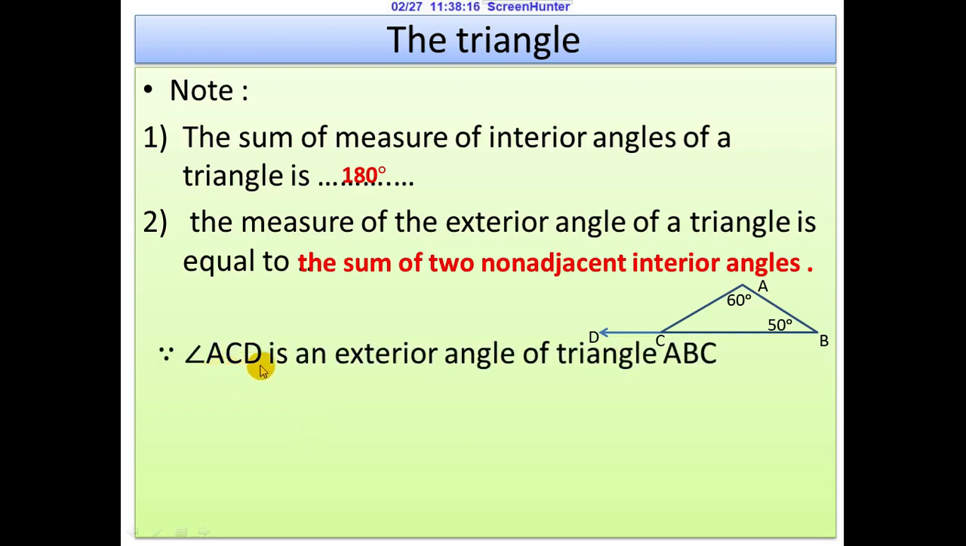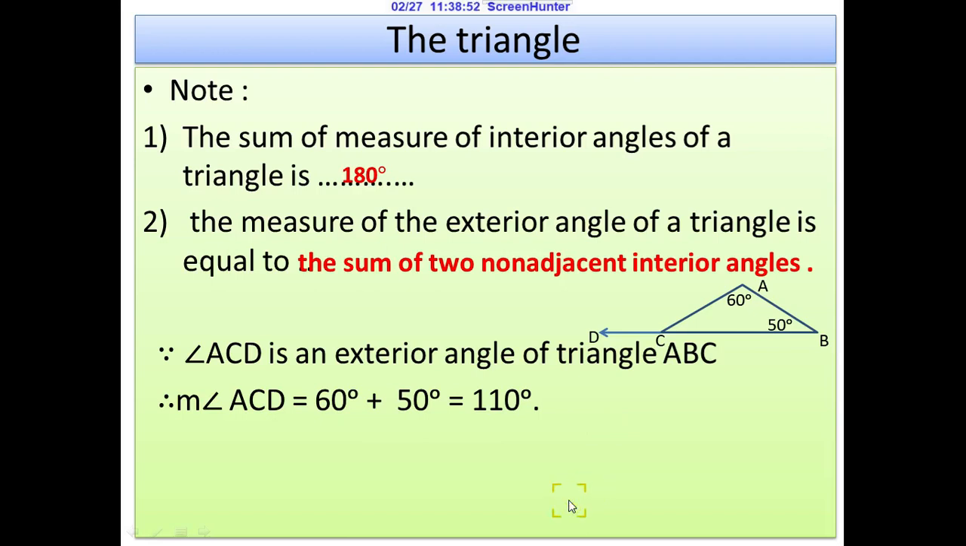Since angle ACD is an exterior angle of triangle ABC, therefore the measure of angle ACD equals 60 plus 50, equals 110 degrees. It means it will be equal to the sum of the two interior angles except its adjacent angle, I mean this angle. ACB is called the adjacent angle with ACD. So we take the two non-adjacent interior angles, 50 and 60, and add them to find the measure of angle ACD.